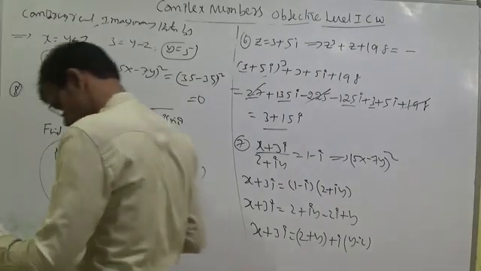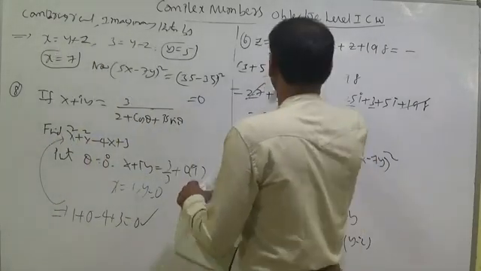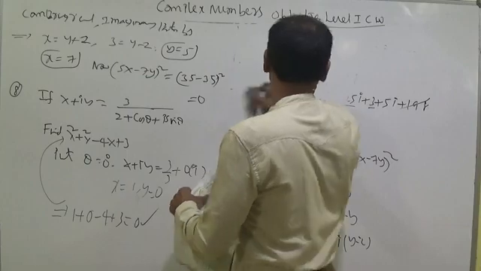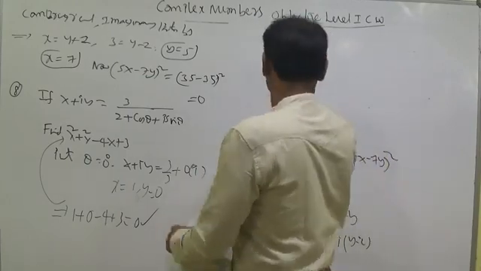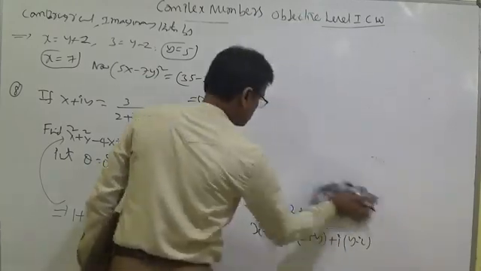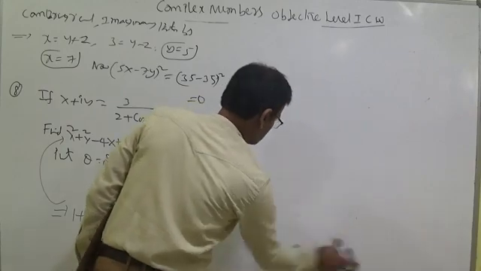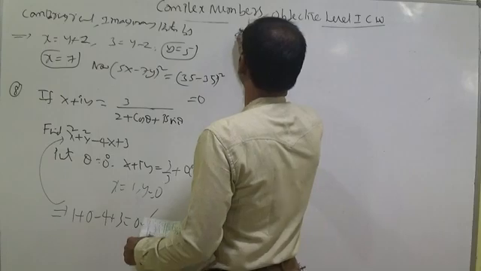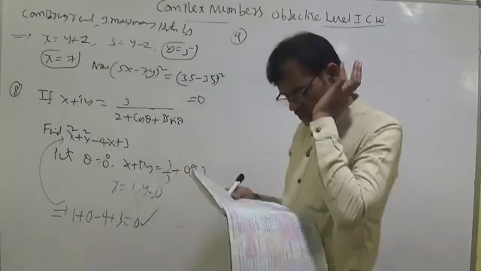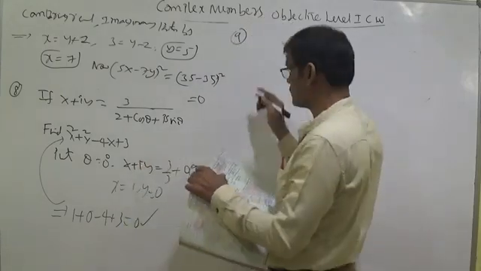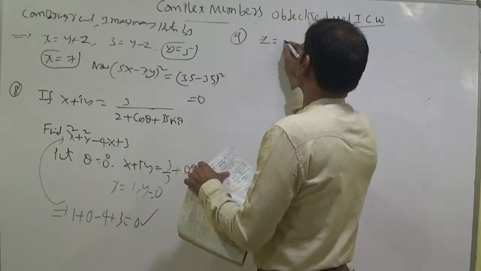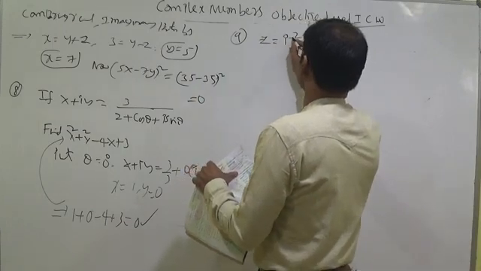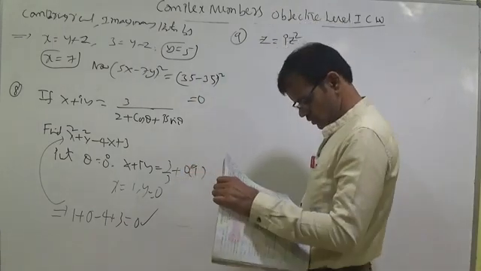Ninth question, the non-zero complex number z satisfying z is equal to iz square.